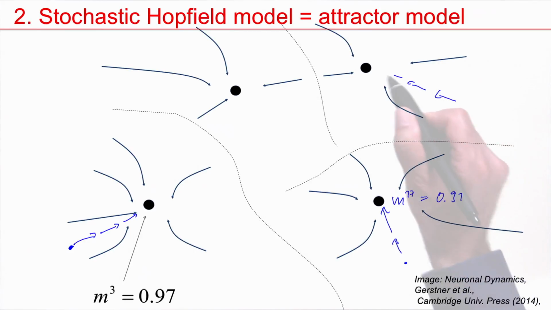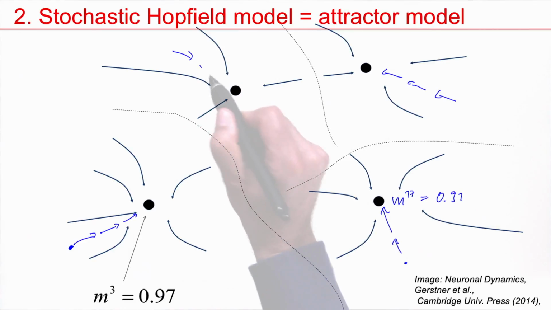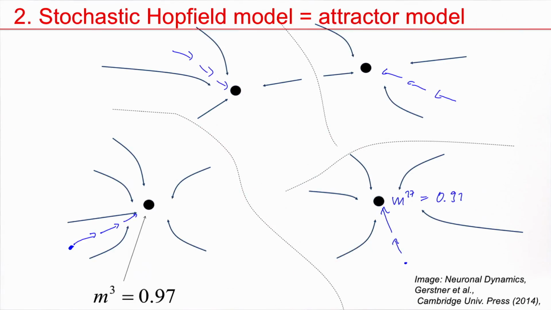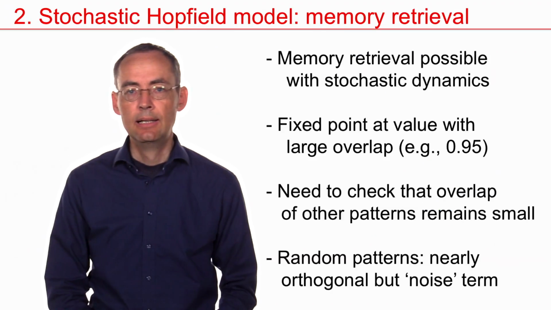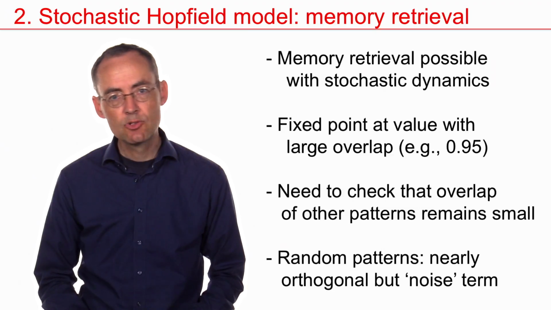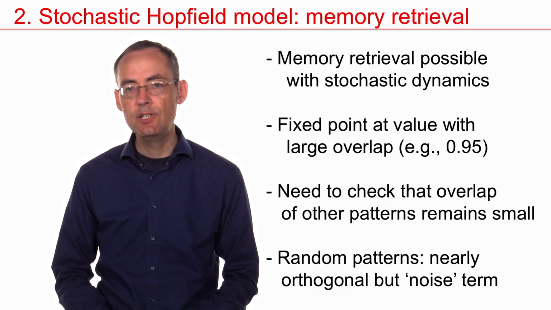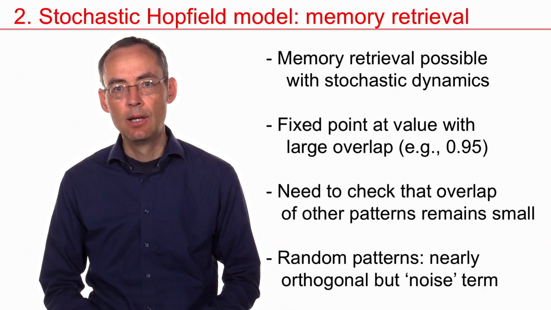If I start over here, it will converge to some other prototype, maybe pattern number 12. If I start over there, it will yet converge to a different prototype. So depending on the initial condition, I will move towards the fixed point. The network is attracted towards the fixed point, and that's why it's called the attractor memory. Now you note that this is true here in the setting of the stochastic Hopfield model. So what have we seen? Memory retrieval is possible just with stochastic dynamics. We don't need the deterministic dynamics of the Hopfield model.